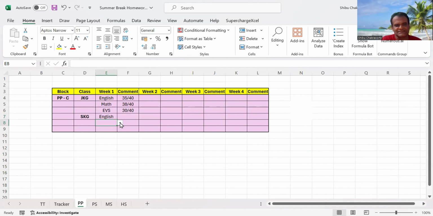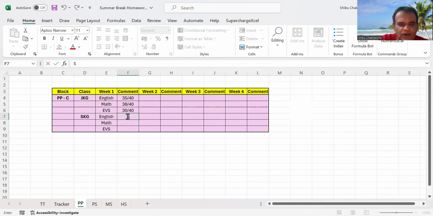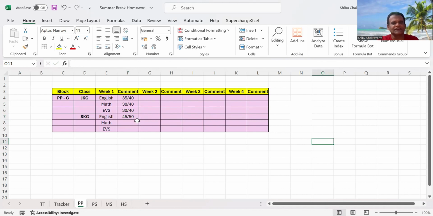Then here you've got maths, and here you've got EVS. All right, so the same thing. Let's say out here there are about 50 odd students. So say 45 have completed out of 50. That way you would have an idea. So this needs to be completed, and this also needs to be completed for week 1.